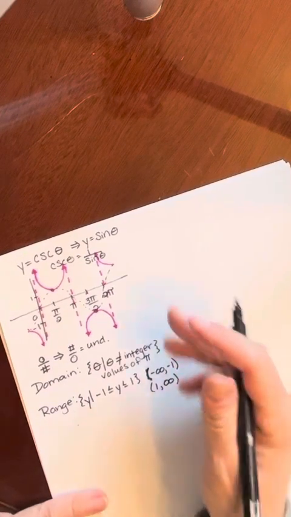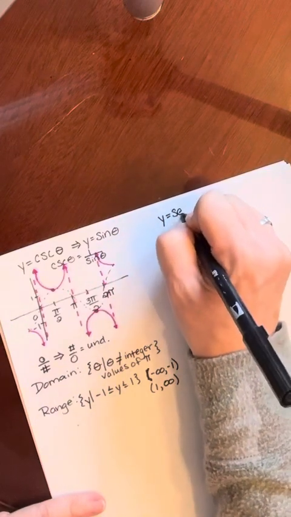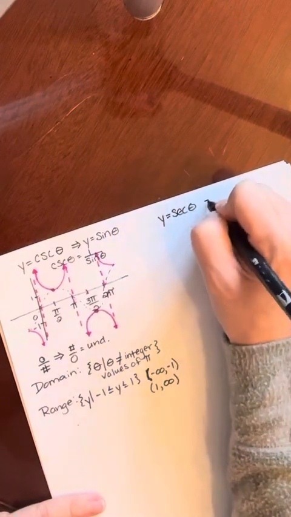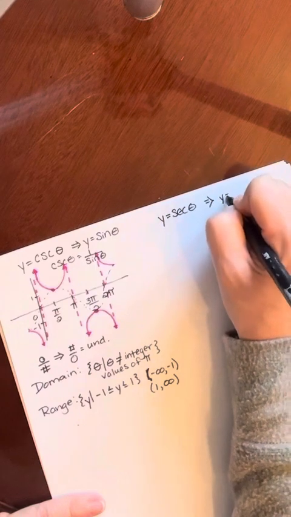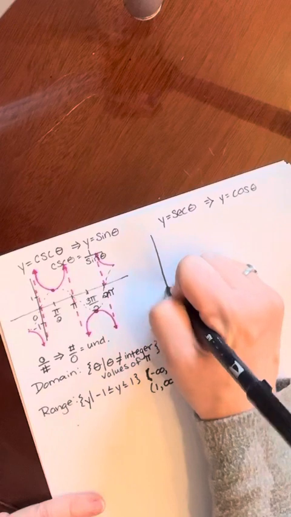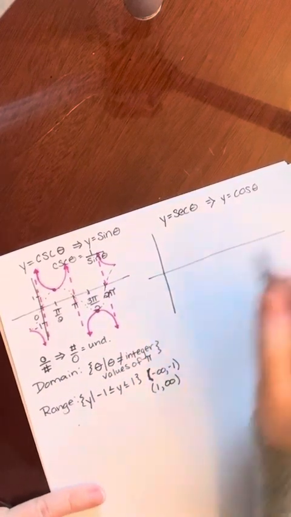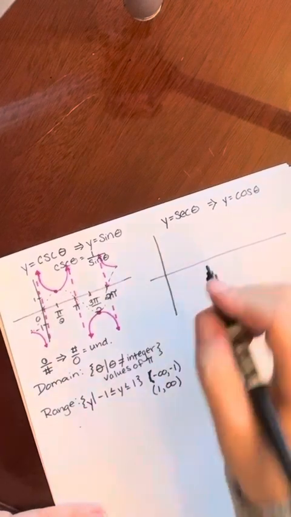Okay, so then let's quickly next to it do the secant. So y equals secant, and his buddy is y equals cosine theta. So let's just do a quick cosine graph. Kind of feel like I don't give enough airtime to cosine.